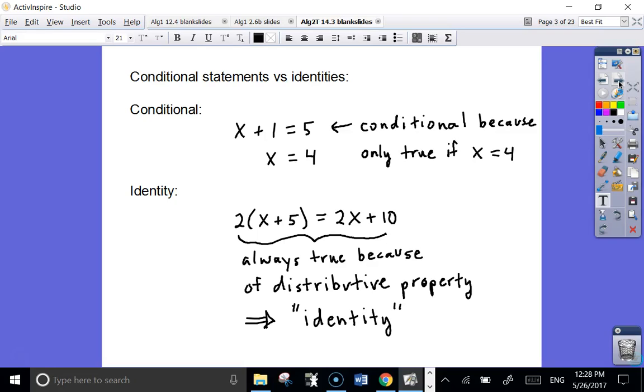As opposed to a conditional statement, which is usually when you solve an equation and you get an answer. That's conditional. It's true provided you plug that number in and that number only. X plus 1 equals 5 is only true when x equals 4. That's a conditional statement. 2 times (x plus 5) equals 2x plus 10 is always true. That's the distributive property, right? So that's what we mean by an identity: statements that are always true.